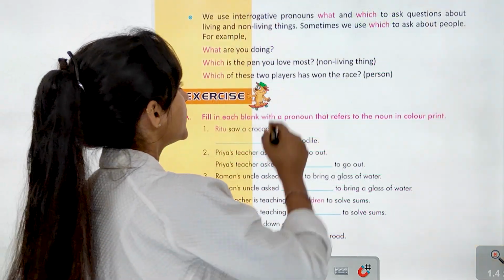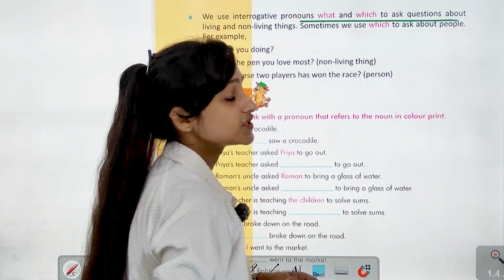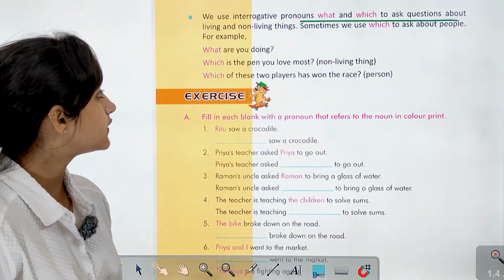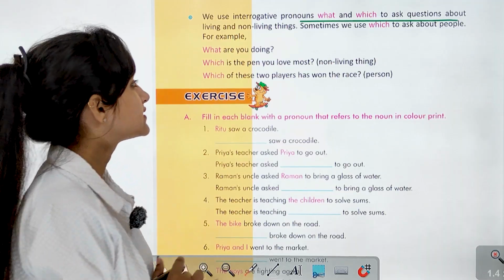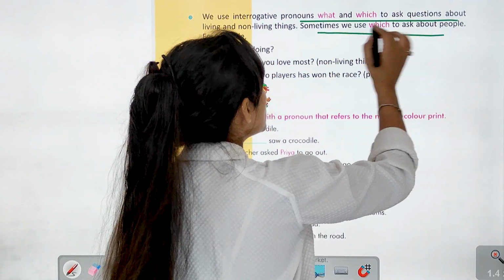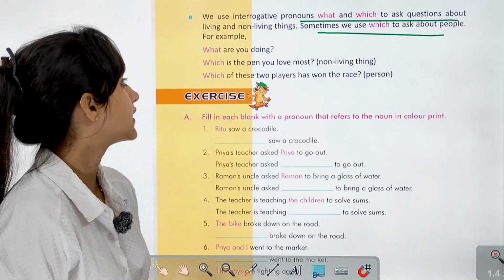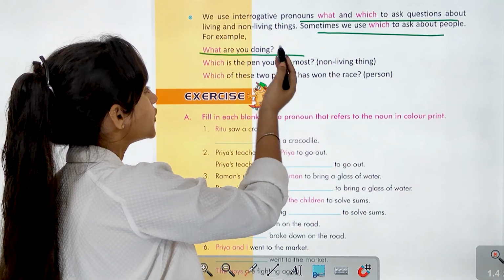We use interrogative pronouns what and which to ask questions. हम interrogative pronouns what और which को use करते हैं questions पूछने के लिए about living and non-living things. Sometimes we use which to ask question about people. हम which भी use करते हैं people से related question पूछने के लिए. For example, what are you doing? तुम क्या कर रहे हो?